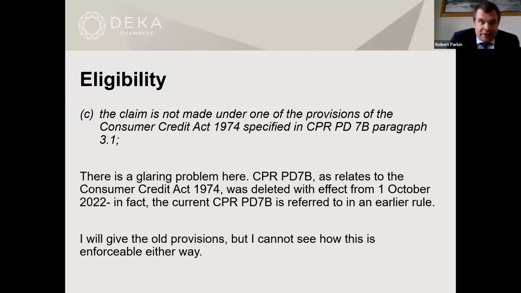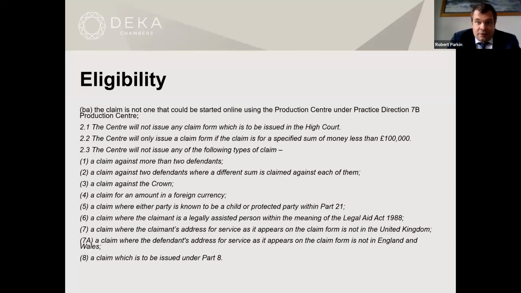Okay, on to the next problem in the next provision. You cannot use DCP if the claim is made under one of the provisions of the Consumer Credit Act 1974 specified in practice direction Part 7B. Here is a glaring problem. The provisions for practice direction 7B, insofar as it relates to the Consumer Credit Act, cease to have effect on the 1st of October 2022. In fact, we know that because the current version of practice direction 7B deals with the production centre, not the Consumer Credit Act. And that's referred to just 2 paragraphs earlier.